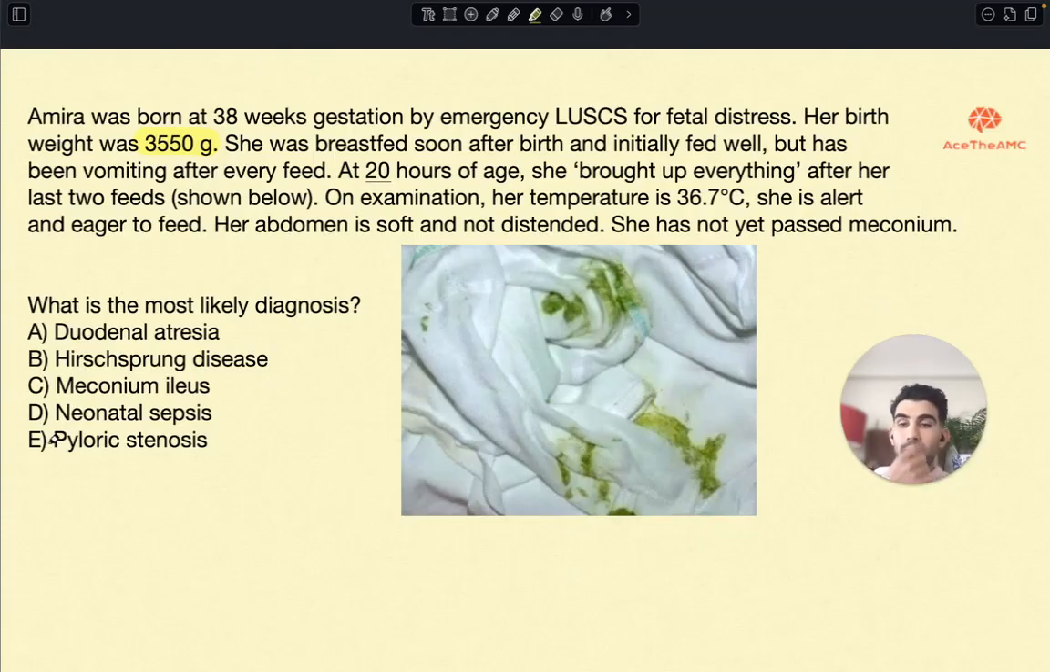So let's go through the answer options. So E, pyloric stenosis. This is incorrect. Pyloric stenosis typically presents with a postprandial projectile non-bilious vomiting, also presents with an olive-like mass upon palpation in the epigastric region. It typically presents within the first 3 to 6 weeks of life, not within 20 hours.